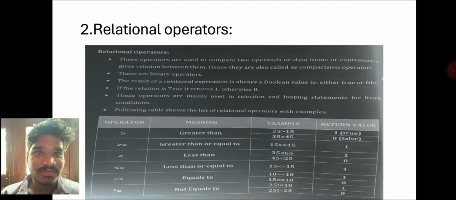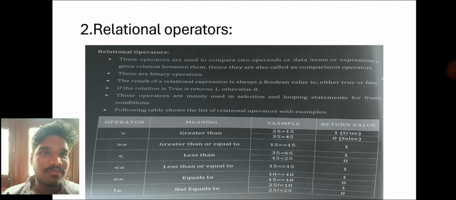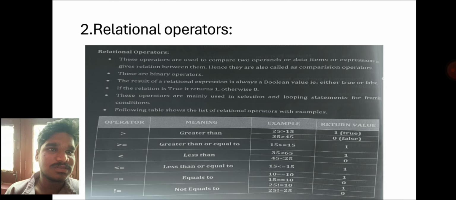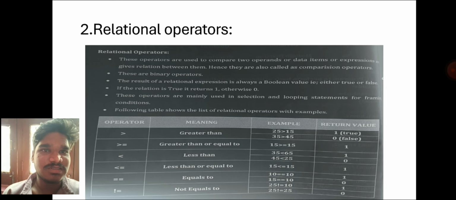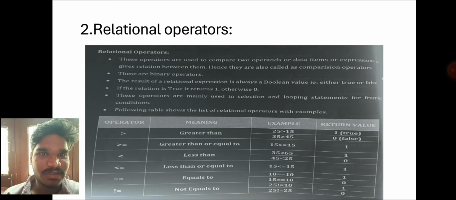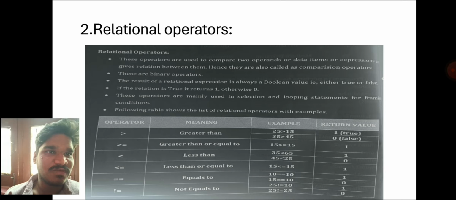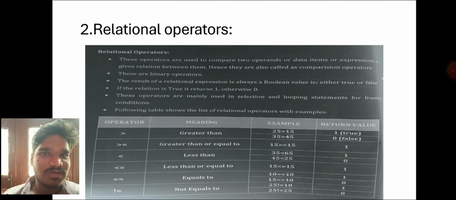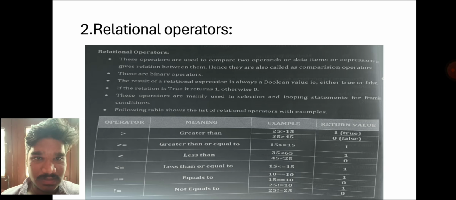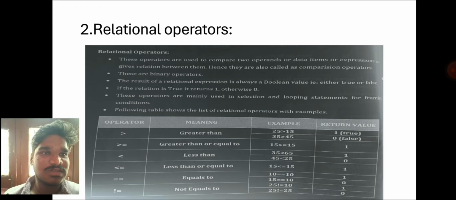Relational operators. These operators are used to compare two operands or data items or expressions to give a relation between them, and they are also called comparison operators. These are also binary operators. The result of a relational expression is always a boolean value, either true or false. If the relation is true, it returns 1, otherwise 0. These operators are mainly used in selection or looping statements for framing conditions.